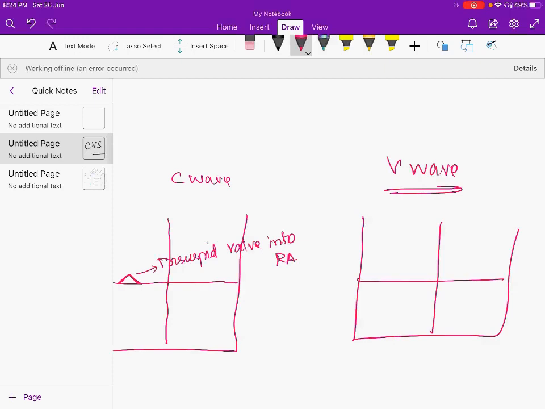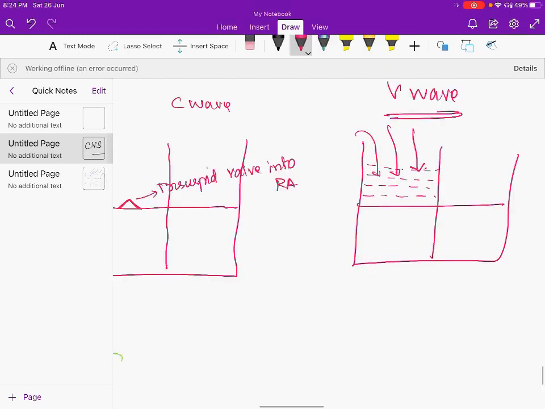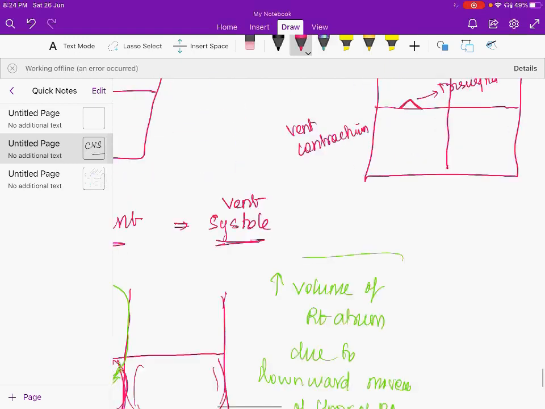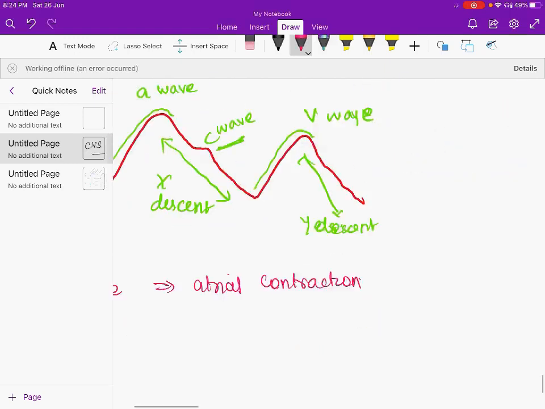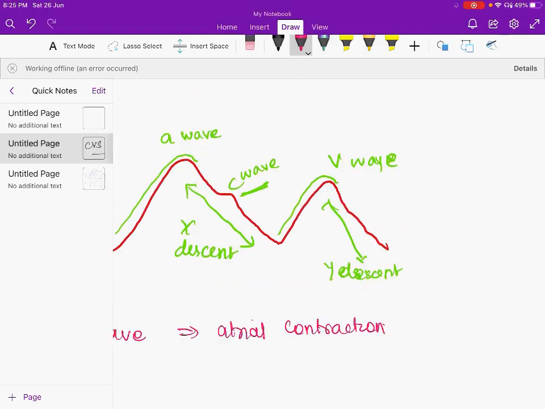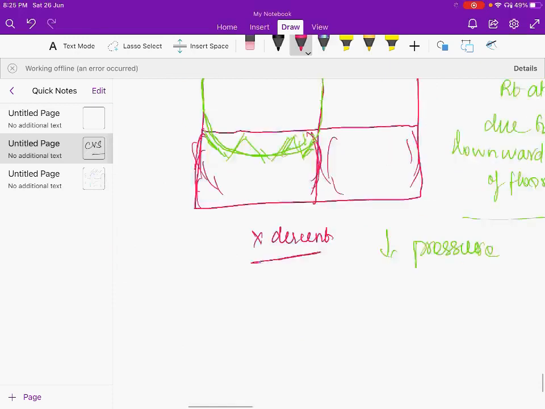So what happens? Your atrium will receive blood. During atrial diastole, your atrium will receive the blood. This will produce a positive wave, because of the increase in pressure. Also see, normally your V wave will be of lesser amplitude compared to the A wave. The V wave will be of lesser amplitude compared to the A wave.